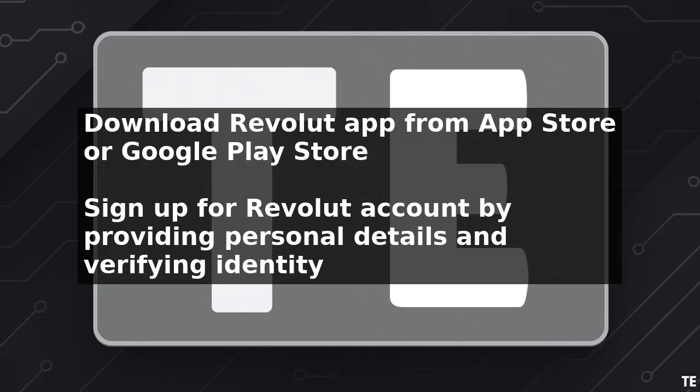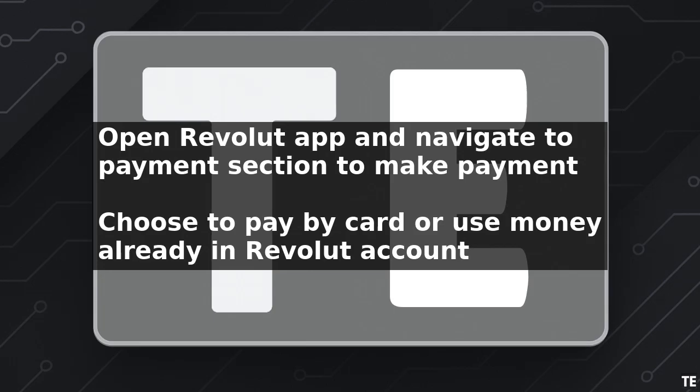To make a payment, open the Revolut app and navigate to the payment section. Here you can choose to pay by card, which will prompt you to select the card you want to use. Or you can use the money already in your Revolut account. If you are paying online, you can use the virtual card details provided in the app, which can be copied and pasted into the payment field.